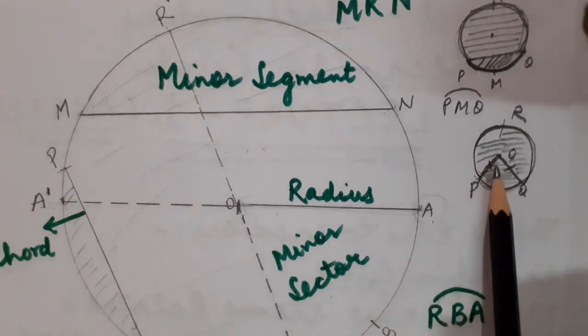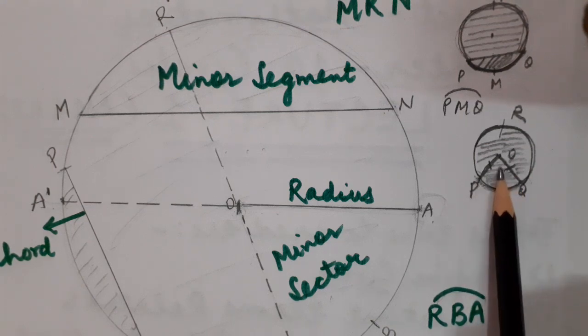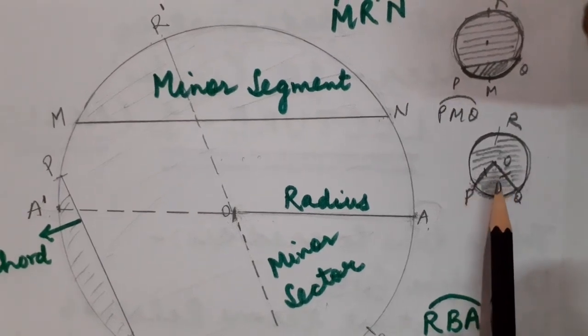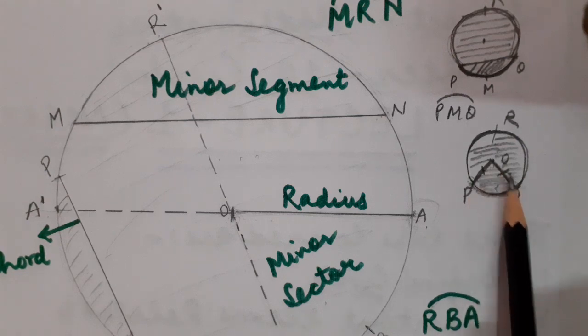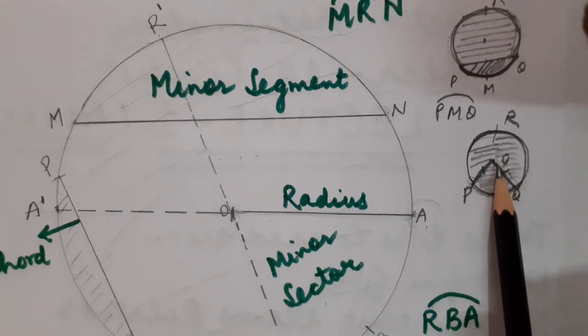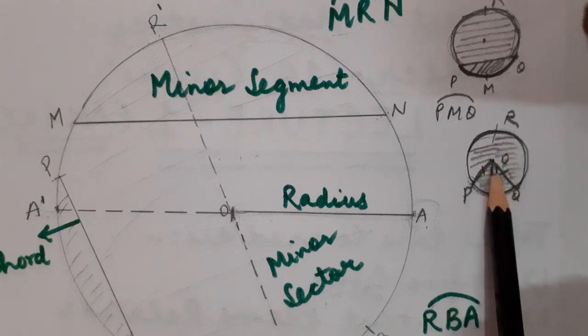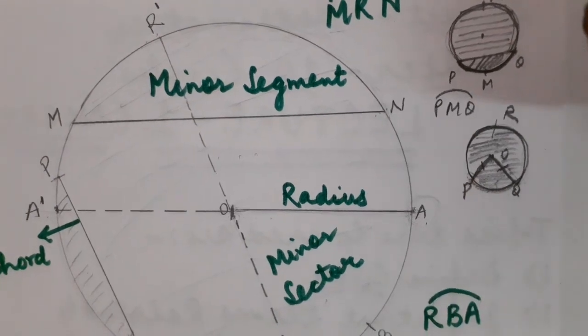So children, the area bounded by two radii and minor arc is known as minor sector of the circle. It will be OPQO, correct? And if I talk about the major sector of the circle, then you will say that the region bounded by two radii and the major arc. Fine. So how will you name it? It will be O, P, R, Q, and ultimately you will be reaching on O. So this complete part is known as major sector of the circle.